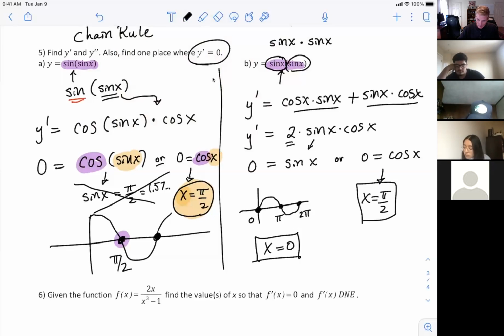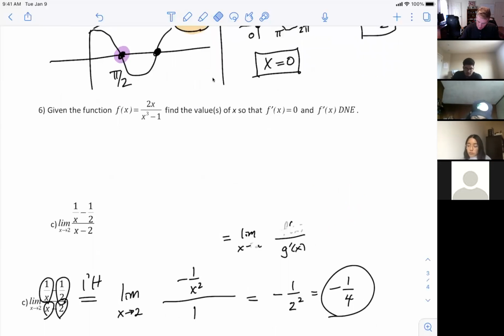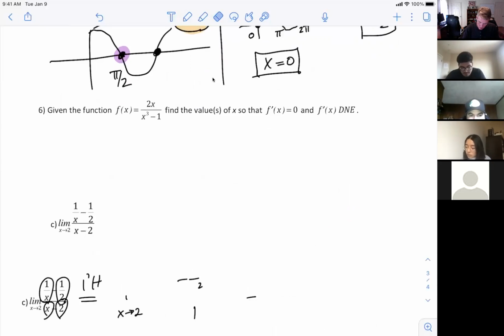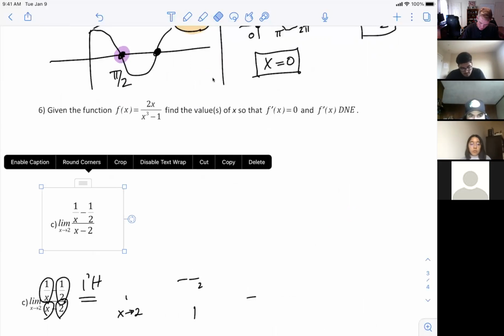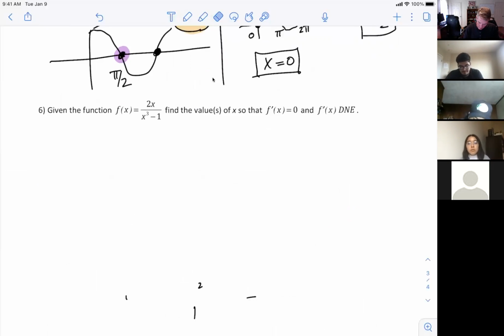So on that one, I said to do the second derivative as well, but we only have 2 minutes. And I just want to go over this one real fast because there's an important point from this one that we use throughout the semester a lot. Because this one asks for 2 things. Where's the derivative equals 0? And where's the derivative does not exist or undefined?